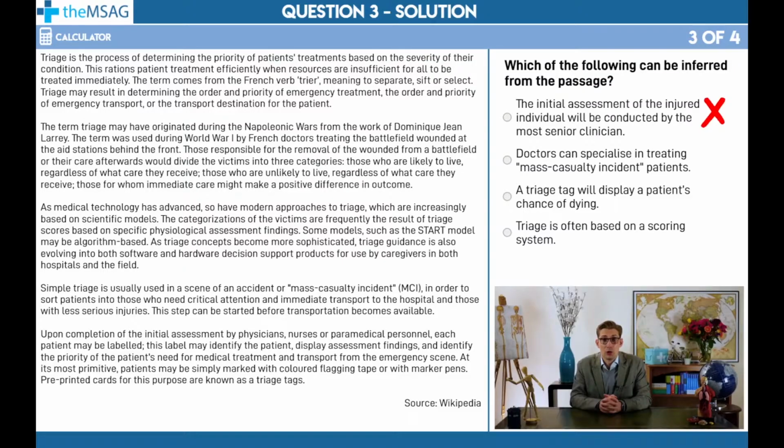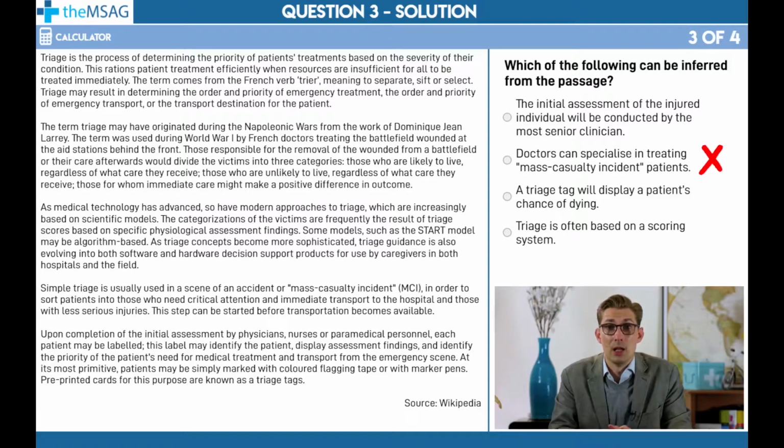Option B, doctors can specialise in treating mass casualty incident patients. Nowhere in the text is specialising or the concept of doctors working in just this field mentioned. Option C, a triage tag will display a patient's chances of dying. The text states that a triage tag might identify the patient, display assessment findings, and identify the priority of the patient's need for medical treatment, but we are never told that it would display the patient's chances of dying.